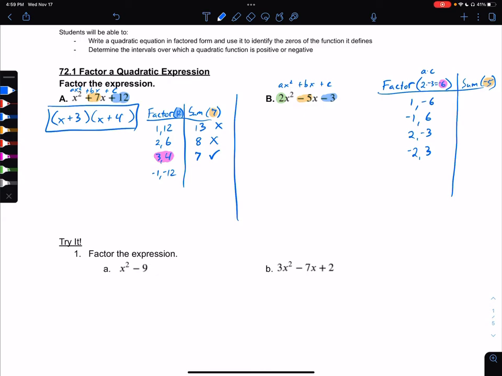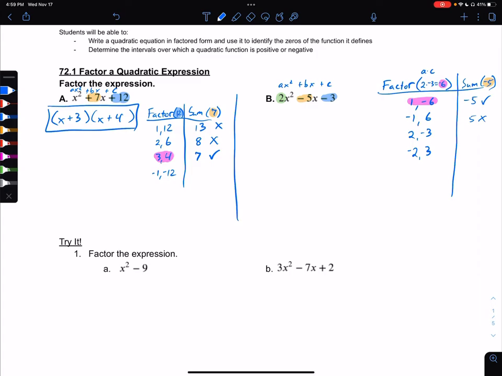All of those would multiply to get negative 6. I'm going to add these up, and I'm looking for a sum of negative 5. So 1 plus negative 6 is negative 5, so that works. Those are the two numbers I'm going to use. Right, so 1, negative 6 will be my factors. If I was to add the other ones up, I would get a positive 5, which doesn't work.